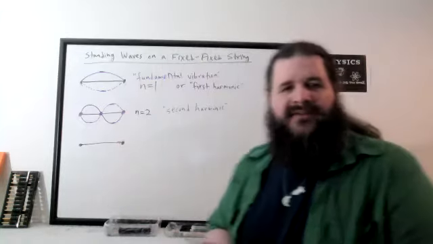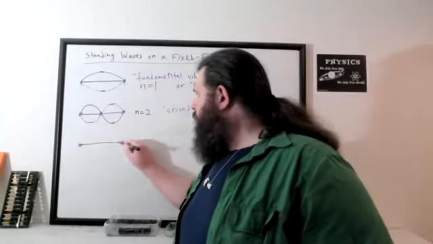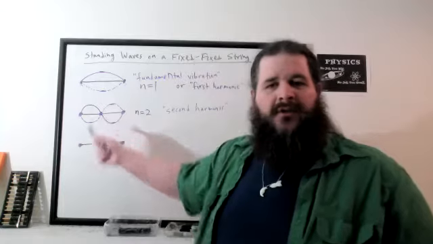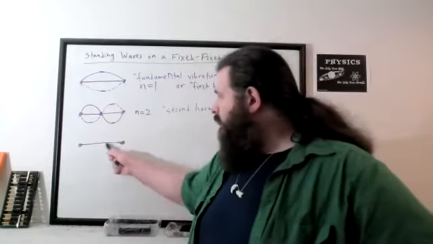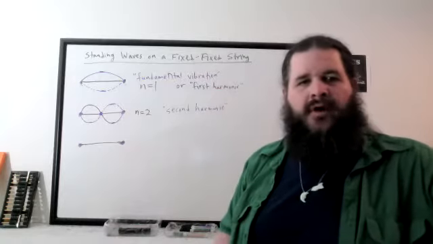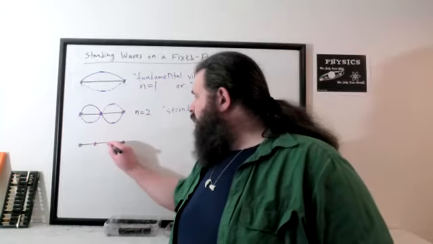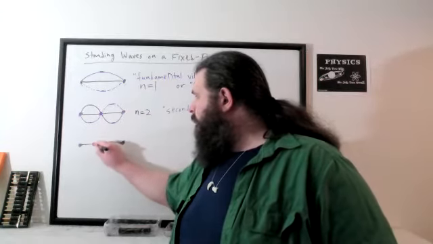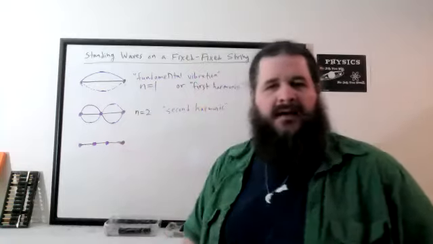And of course, we still have to have nodes on the endpoints. But instead of having one node in between, we could make this a little bit more complicated by having 2 nodes in between for a total of 4. And of course, they still have to be equally spaced. So we're basically splitting the string into thirds. So node, node, and then 2 nodes in between.